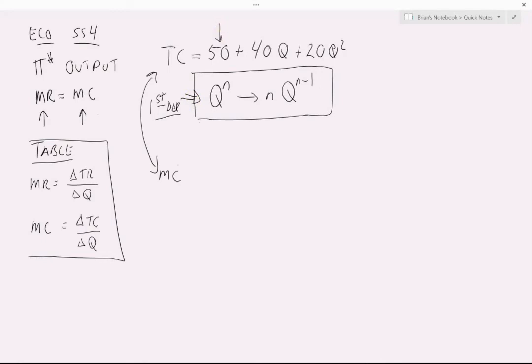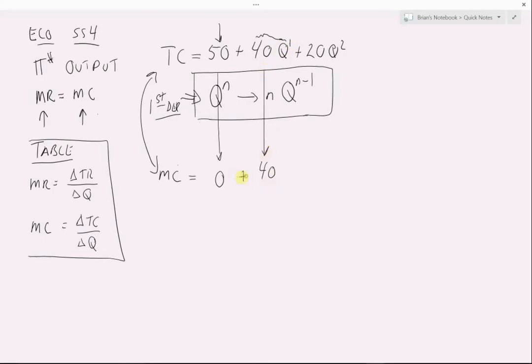We've got 50 here. Well, 50, there's no q behind it. So that's going to just drop down to a limit of 0. Okay, we'll fill this in for our marginal cost. Let's get down to the next component here, 40q. Well, this is 40q to the exponent 1. So 1 times 40, that's going to be 40. And then this will be times q to the exponent 1 minus 1, that's 0. So that's just 1. So we will just be left with 40.